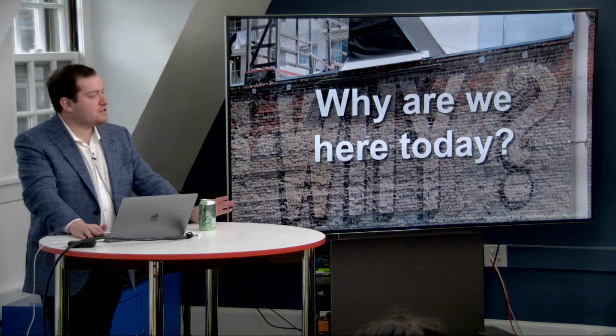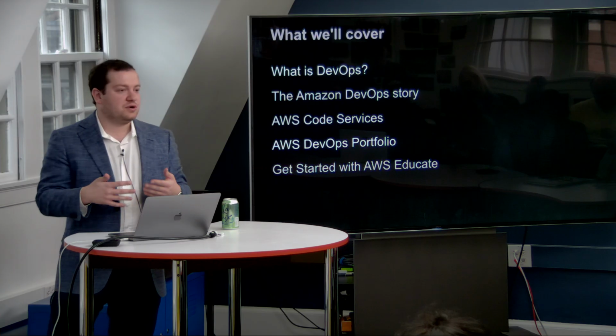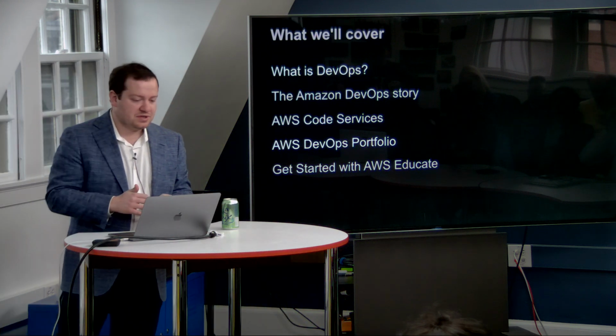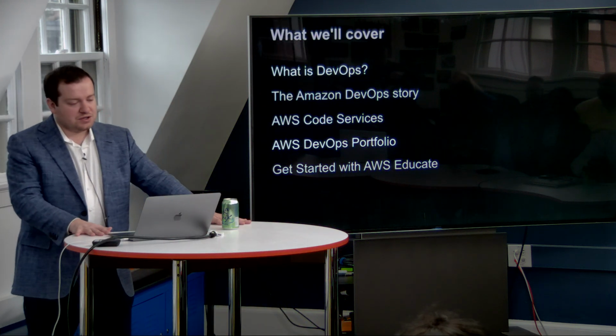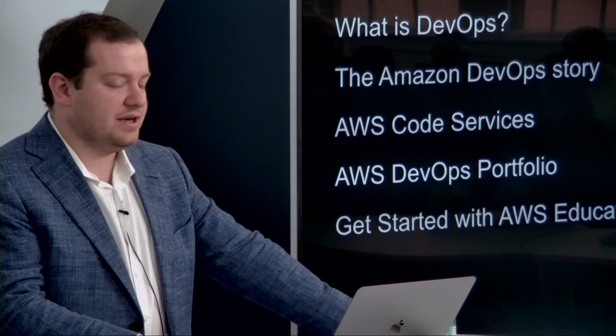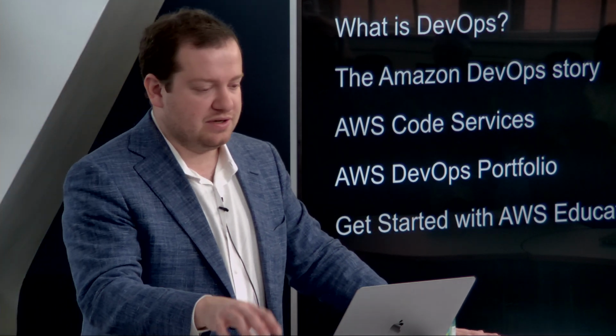So what are we going to talk about today? First, we're going to level set and define what DevOps is. It means a lot of different things to a lot of people. Then we're going to talk about the Amazon DevOps story. And then we'll talk about code services that we have that you can use, and our DevOps portfolio in general. And then finally, we're going to talk about what AWS Educate is and how it can help you get started.